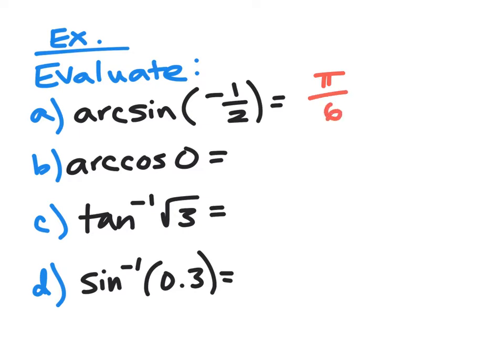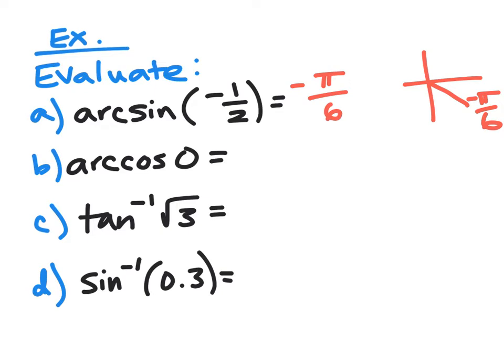But because it's negative and the range of arc sine goes between negative pi over 2 to positive pi over 2, this means in order for it to be negative, it has to be negative pi over 6. So if I was to graph it, negative pi over 6 is down here, and the sine value there would be that negative 1/2.